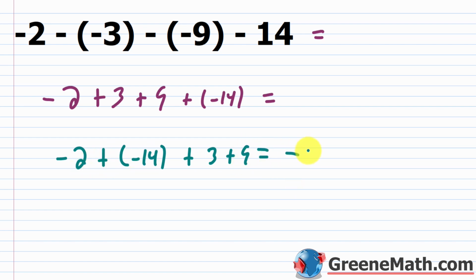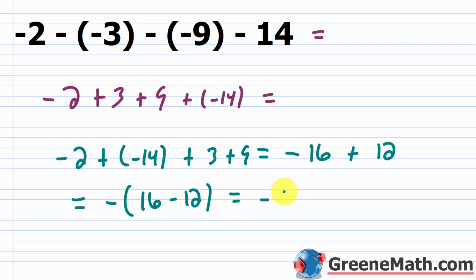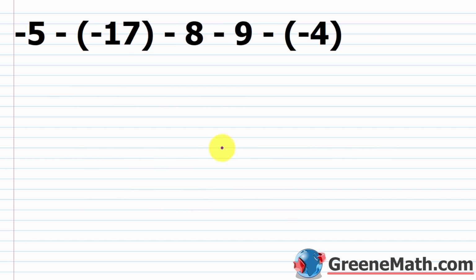2 plus 14 is 16. And then plus 3 plus 9 is 12. So now we know the answer would be negative because negative 16 has a larger absolute value. And you're just going to do 16 minus 12. I don't think you need a vertical subtraction for that. It's just going to be 4. So this would end up being a negative 4 as the answer. Okay, let's just do one more.